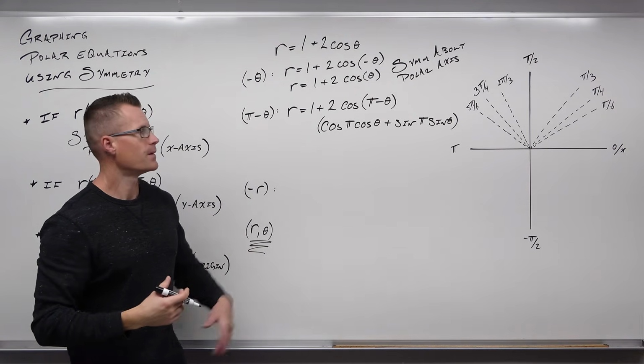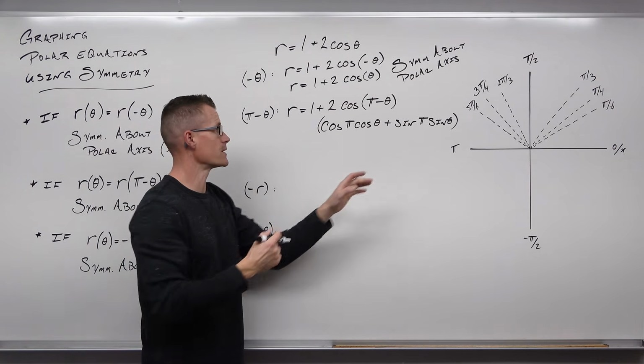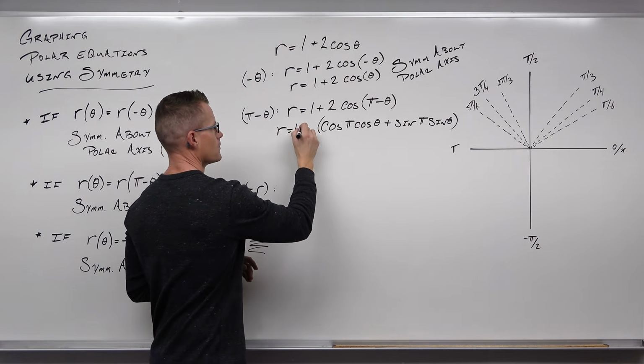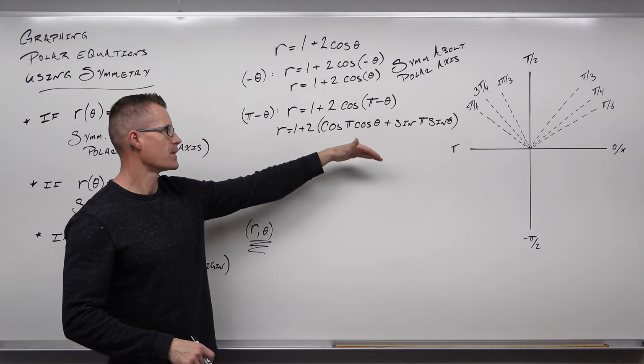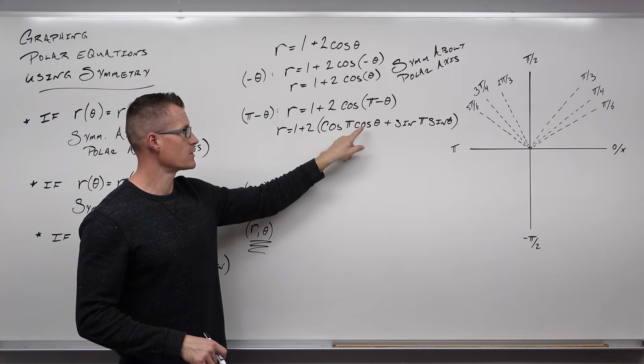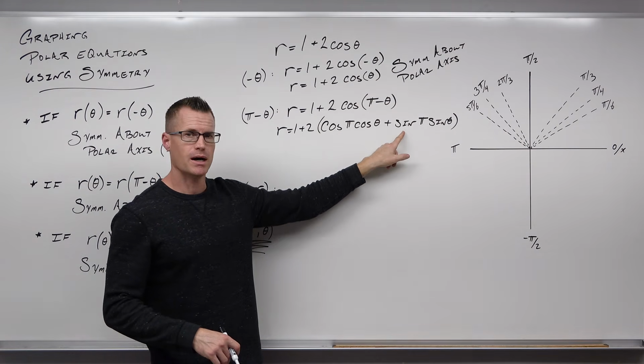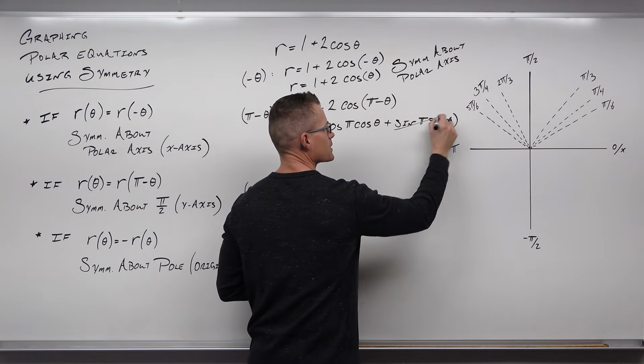But remember, this 2 would be multiplied by all of this. So let's take a look. Cosine of pi, that's -1. So this would be negative cosine theta. Sine of pi is 0. So this whole thing disappears.